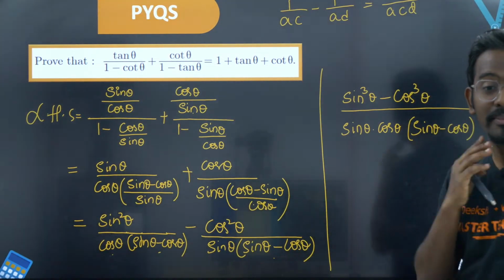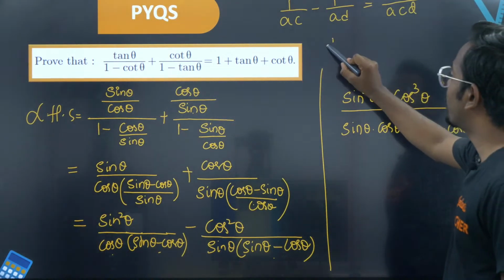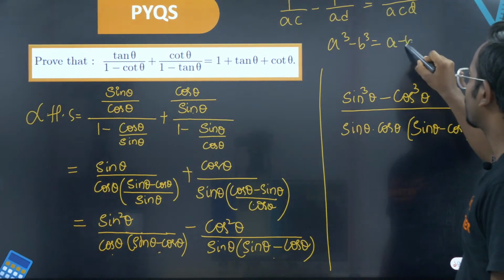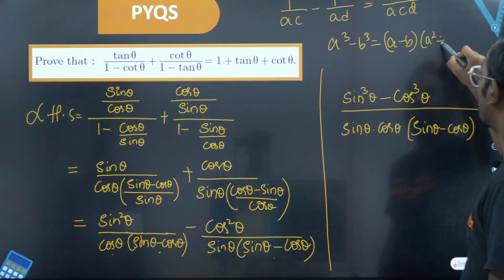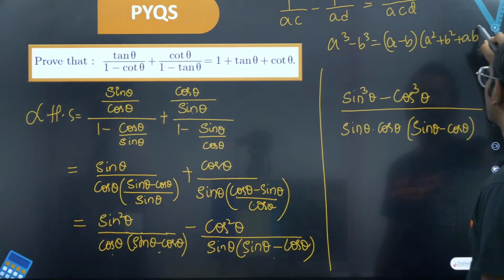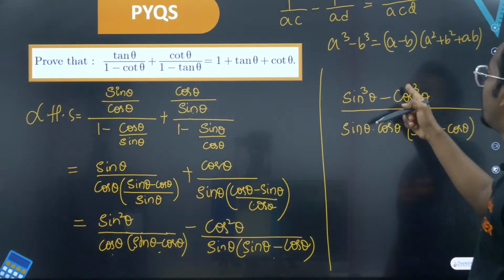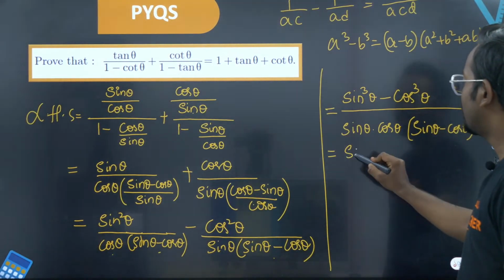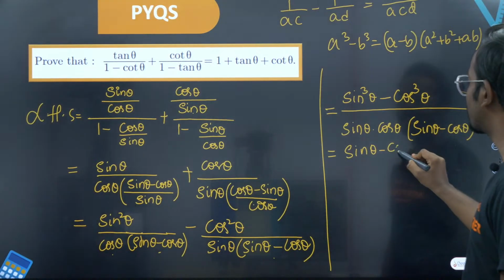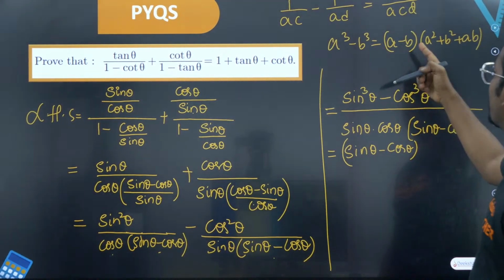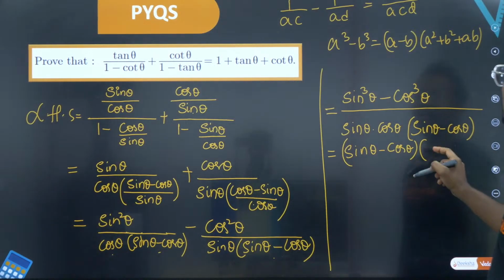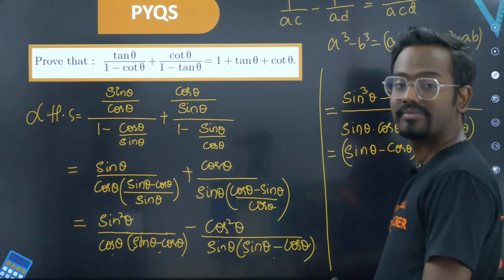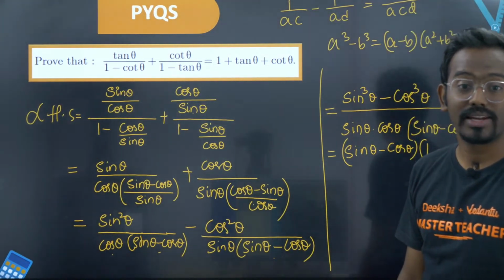So now comes a very important topic. How many of you remember this? Sir, a cube minus b cube is basically (a minus b) into (a square plus b square plus ab). So here a is basically sin and b is basically cos. Let's try to apply this formula. So this becomes (sin theta minus cos theta), that is your a minus b, into a square, that is sin square theta, plus b square, that is cos square theta, plus ab. Sin square plus cos square is basically 1. Hope this is clear.